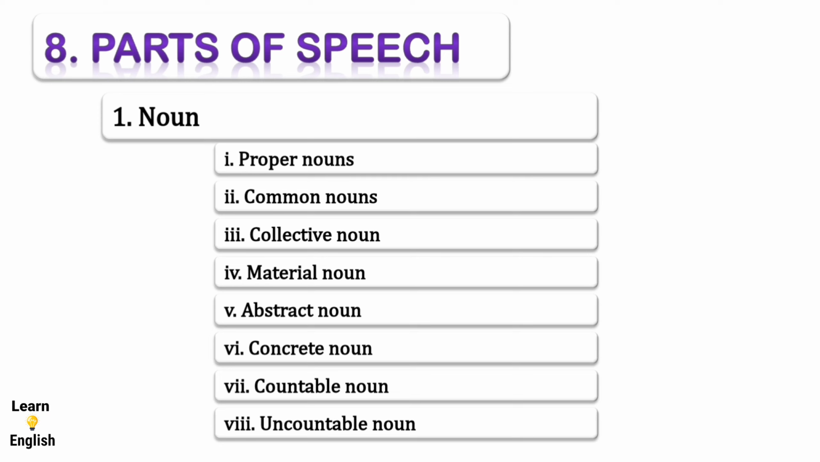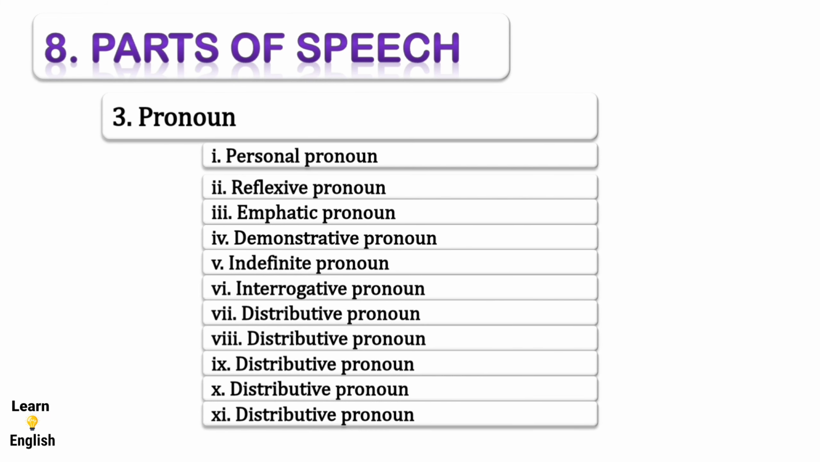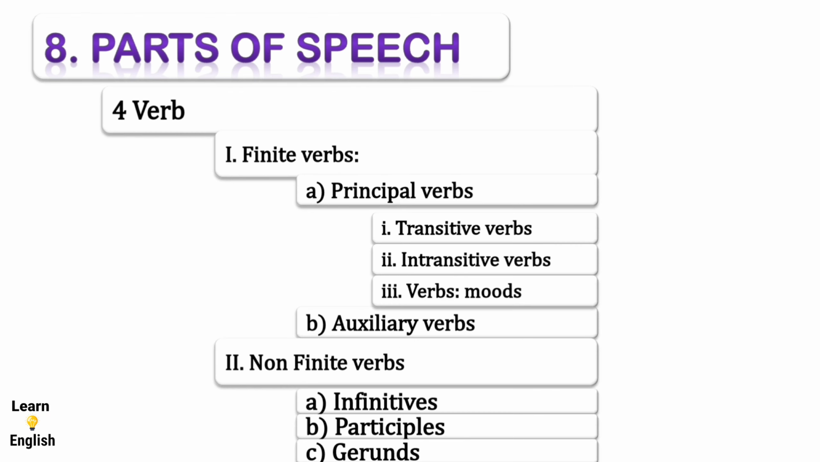The word noun means name. Nouns are naming words. Here we come to know about noun and its kinds. An adjective is a word which describes a noun or a pronoun. Here we come to know about adjective and its kinds. The word pronoun means for a noun. A word used in the place of a noun is called a pronoun. Here we come to know about pronoun and its kinds.